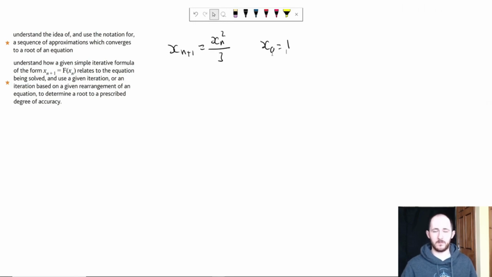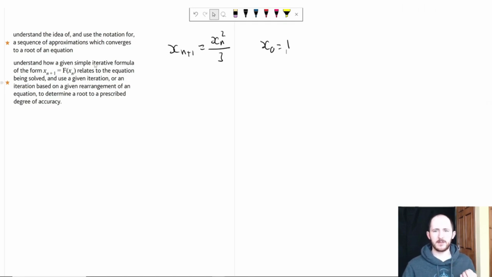Sometimes you have to think about which value it should be and sub that in. But the idea is that as you continuously use this formula, you start with x0 equals 1, so 1 squared over 3, that's 1 over 3. Then you put it in again, so 1 over 3 squared, that's 1 over 9, divided by 3, 1 over 27, and so on. It should converge to a specific value. In my instance, it's going to converge to 0, so that would be the solution to whatever equation I've created here. But again, I did just make that up on the spot.